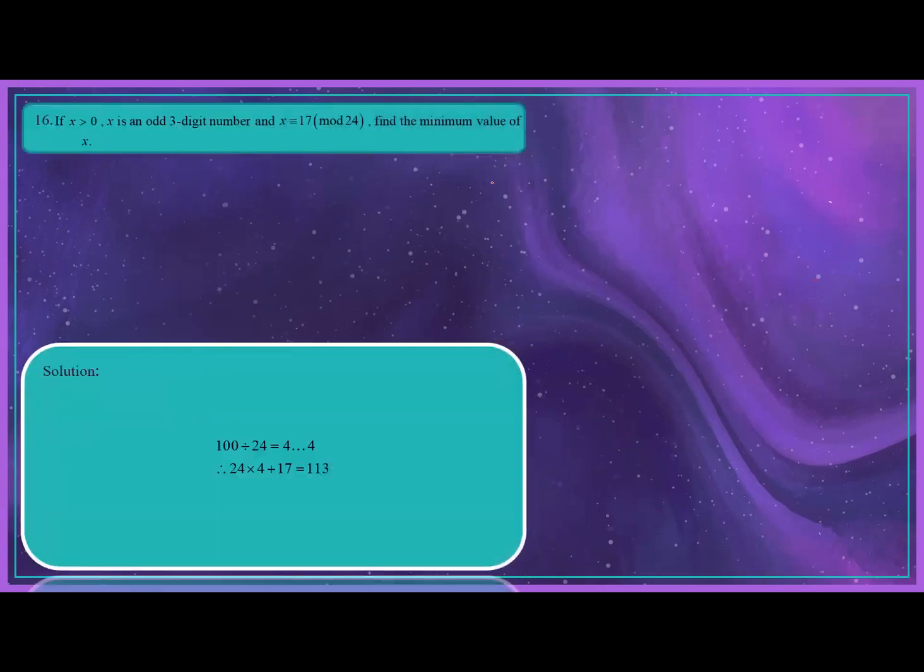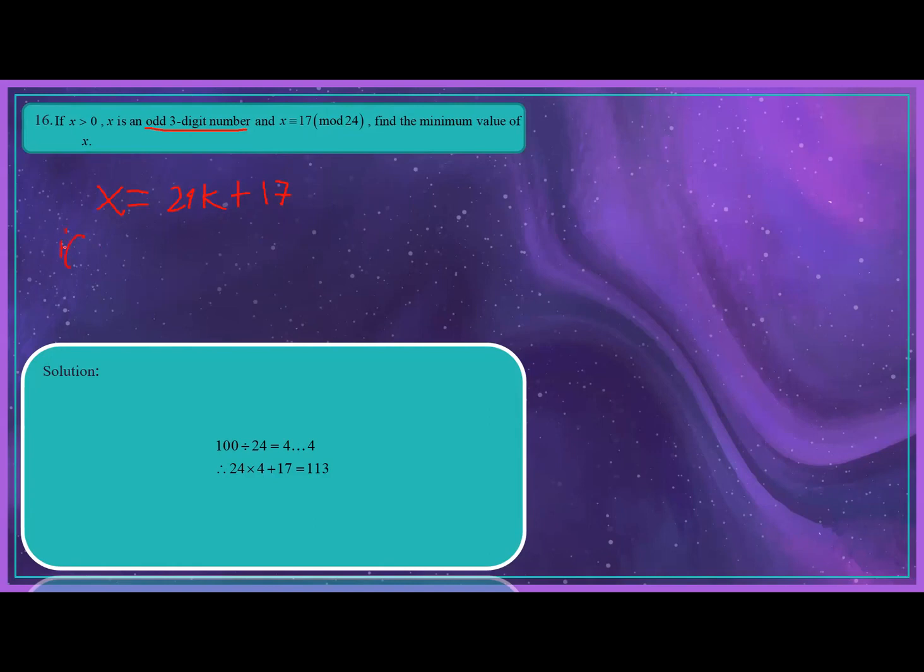So for number 16, if x is greater than 0 and x is an odd 3-digit number and x is equivalent to 17 modulo 24, find the minimum value of x. So basically you have x is 24k plus 17. In this form, you need to find x that should be an odd 3-digit number. So for that, the minimum value of k here is, let's try 4.